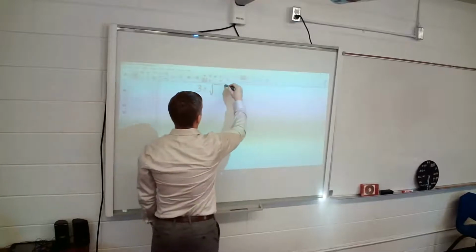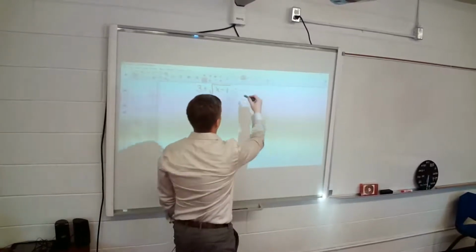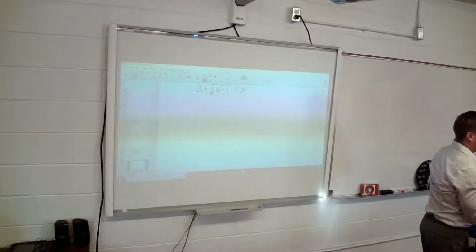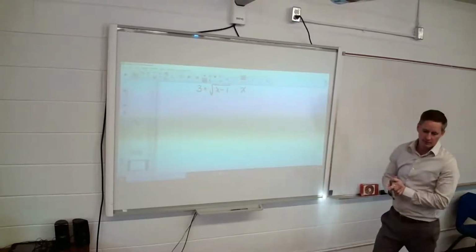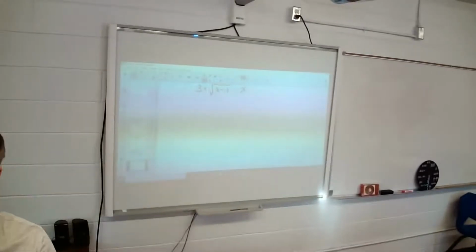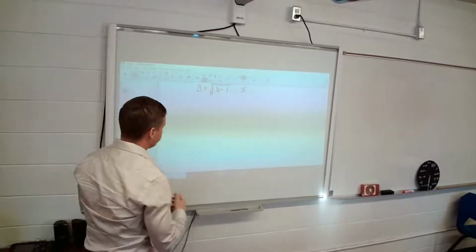3 plus root x subtract 1 equals x. All right. Now, this is where we get into a little bit of difficulty. Number 1 is it's algebra, so over half of us already don't like it. Okay. So let's figure out how to do this and solve it. Solve for x here.